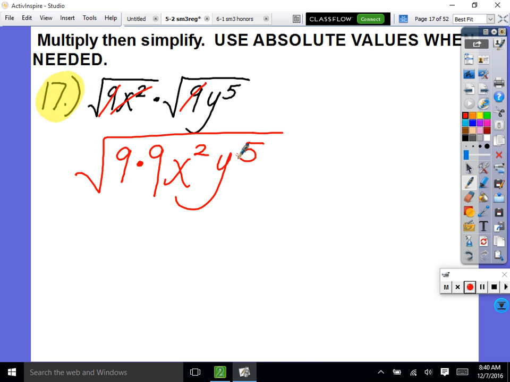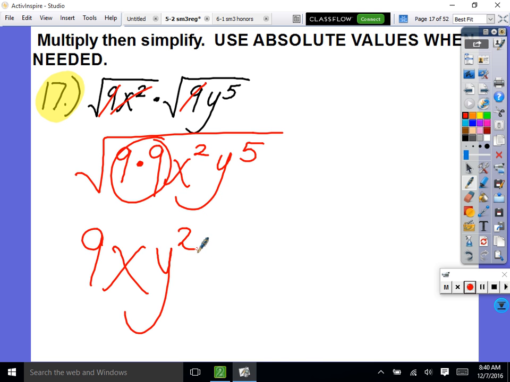I multiplied those together because then I don't have to re-break them down. If you didn't multiply them together, though, you're fine. You're just doing extra work. Yeah. Okay, perfect. So we'll pull out a 9. We'll pull out an x. And then we'll pull out how many y's? 2. There's 2 groups of 2. So we'll pull out y squared. And then left under the radical was a y.